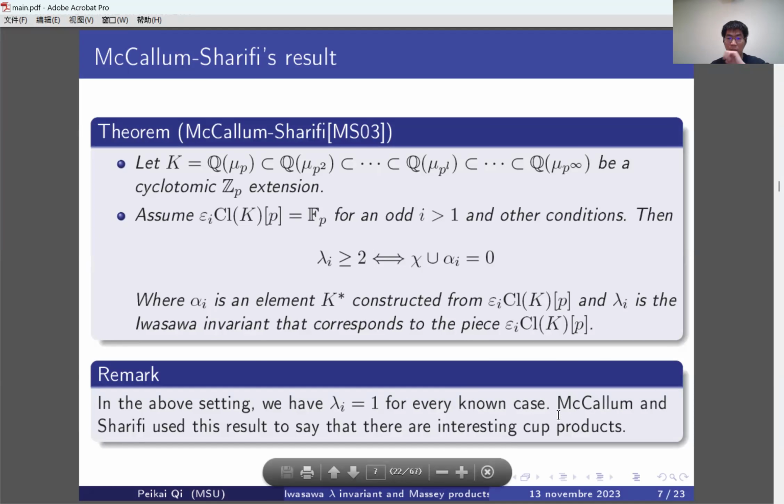So McCallum-Sharifi's result means that since lambda_i is always equal to 1, this cup product is non-zero. So this means there are some interesting cup products. Although, as far as I know, in this setting every case we know has lambda equal to 1, there is no conjecture saying lambda equals 1. So in this case, we still believe there may be some cases where lambda is greater than 1.